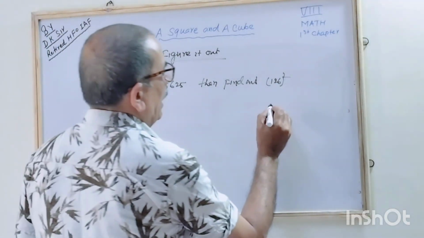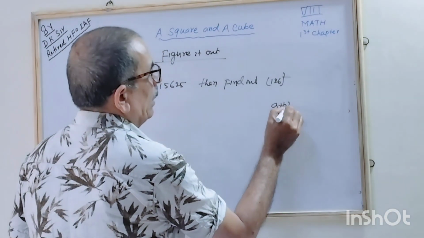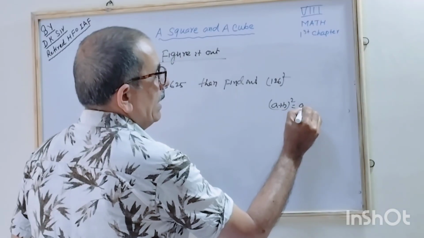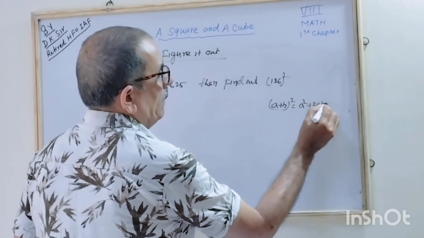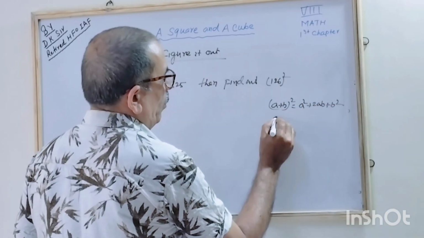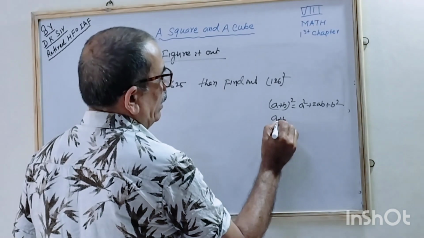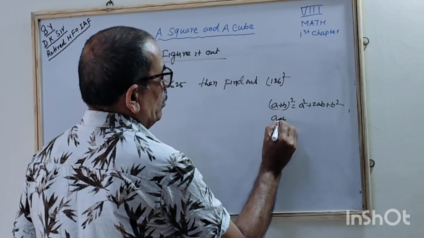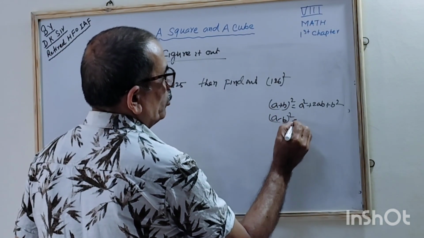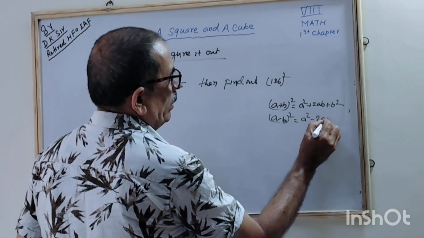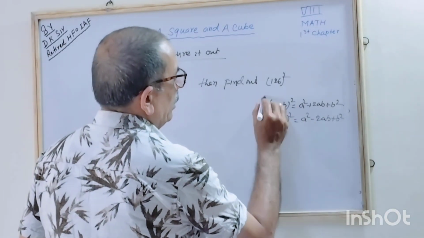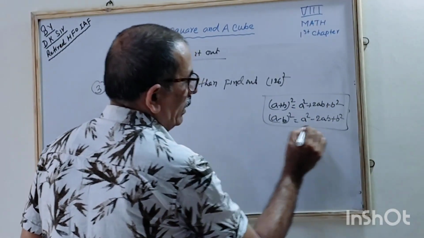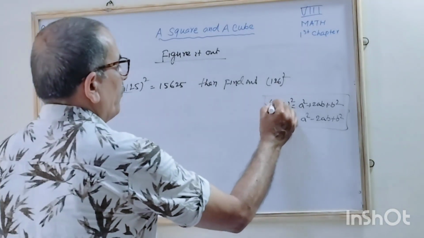I think you are aware of the identity. Do you remember the identity? (A plus B) whole square is equal to what? A square plus 2AB plus B square, correct? Identity number 1. What is identity number 2? (A minus B) whole square is equal to A square minus 2AB plus B square, correct? Remember these two formulas, correct? So I will make use of the first formula.